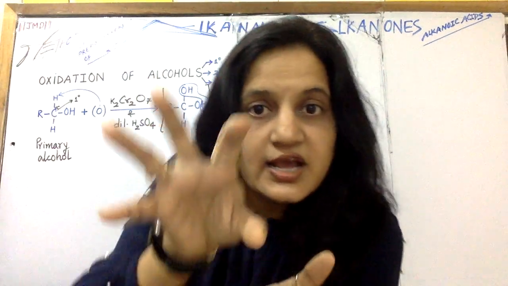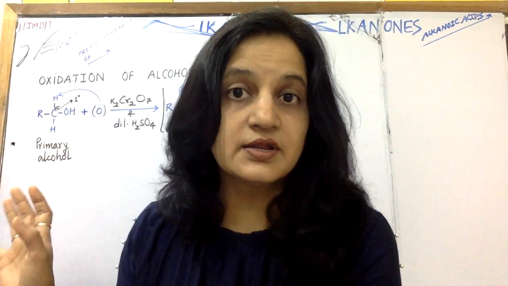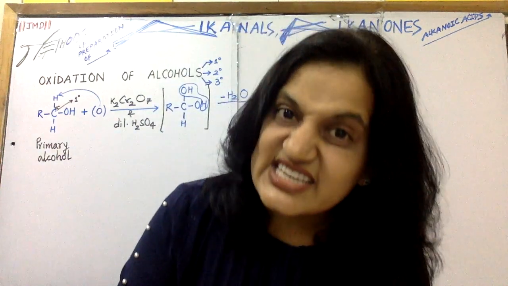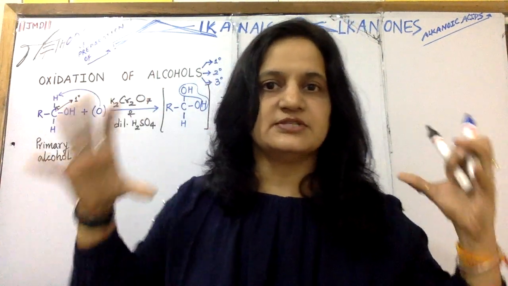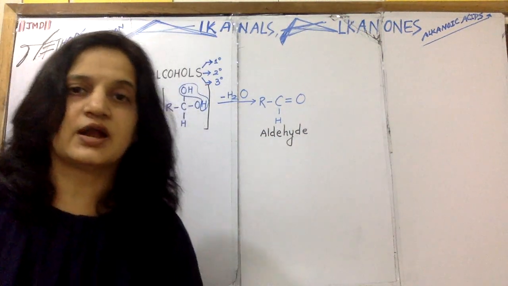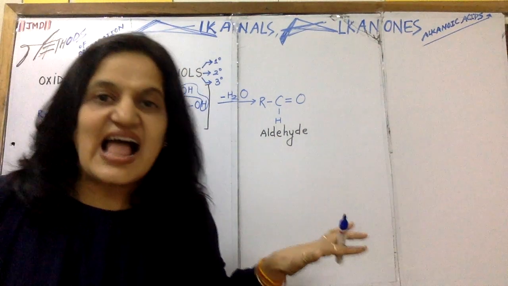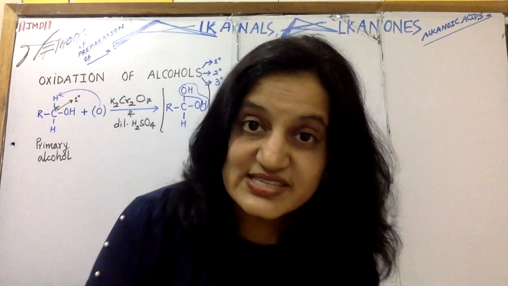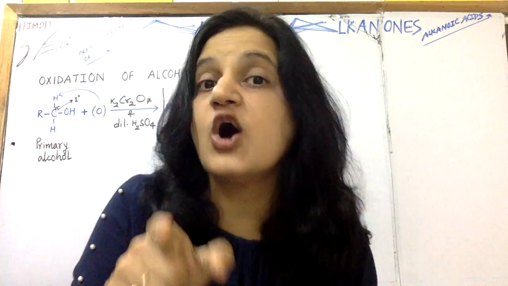The aldehyde quickly grabs another oxygen and becomes carboxylic acid. The aldehyde formed here in presence of K2Cr2O7 and dilute H2SO4 or alkaline KMnO4 or CrO3, that aldehyde immediately takes one oxygen and becomes carboxylic acid. Aldehydes are very prone to oxidation and they immediately give carboxylic acid. So the reaction does not stop at the aldehydic stage over here in oxidation of primary alcohol using acidified K2Cr2O7 or alkaline KMnO4 or CrO3.